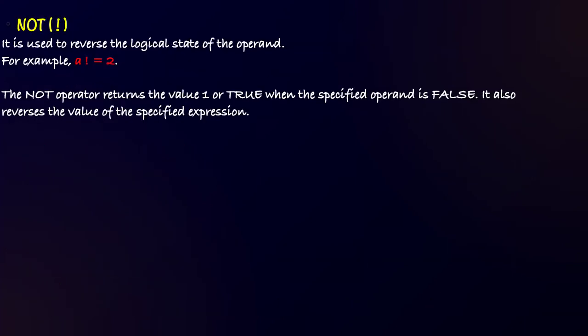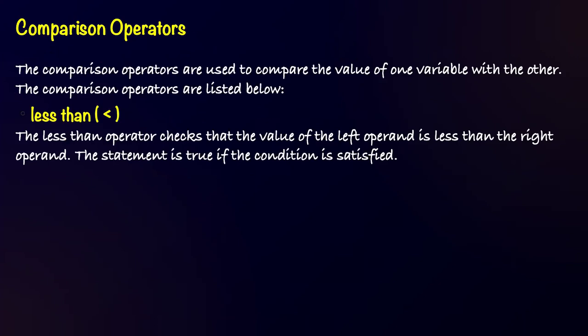Let us move further. Comparison operators. Very easy. These are very easy actually. What operations we perform, we are studying that only by using which symbols. The comparison operators are used to compare the value of one variable with the other, right? The comparison operators are listed below.